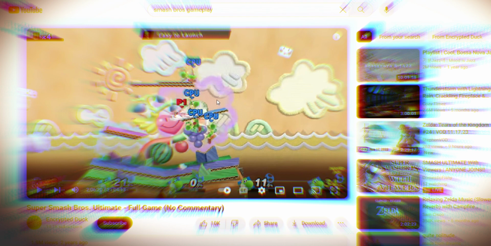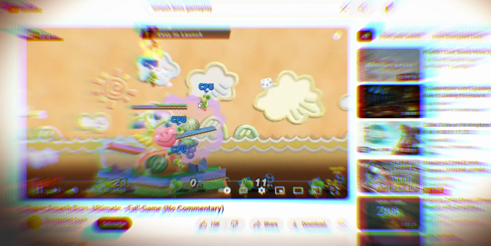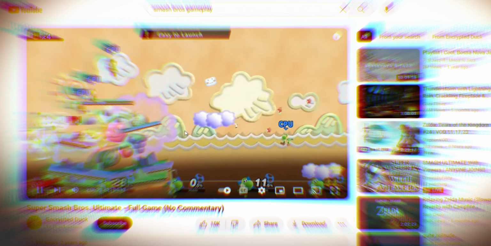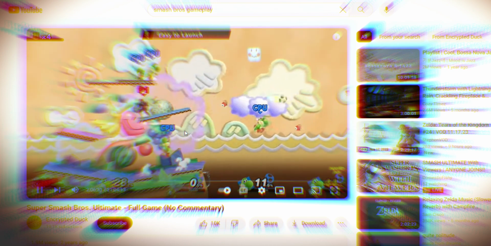Alright, so this game is basically kind of a Smash Bros game, if you know what I mean. So it's like a 2.5D platform game, and what 2.5D is, it's like 3D characters, but you're locked on the X and Y axis, so basically it's 2D.